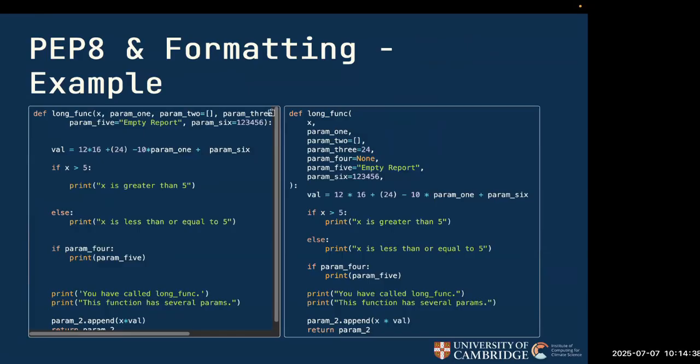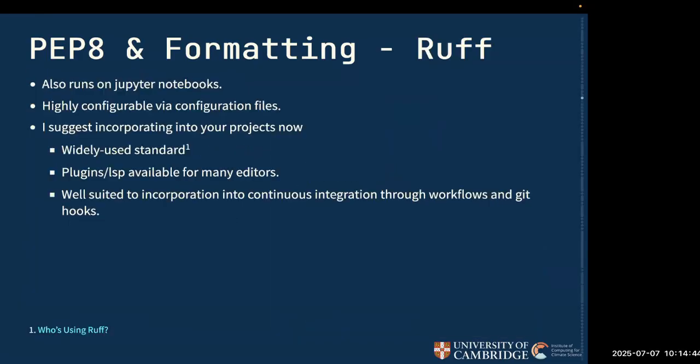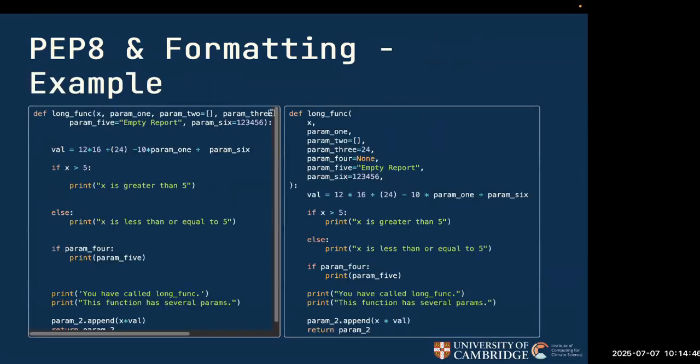As a quick example here, like I said, these are two pieces of code. On the left, we've got this ugly, badly formatted code. And if you were to take this and run the Ruff format over it, it would be output like this. So we can see there's a few things to look at.